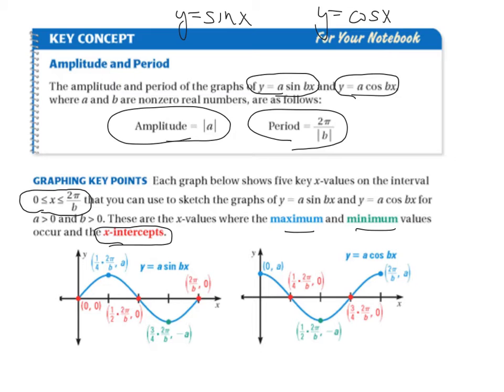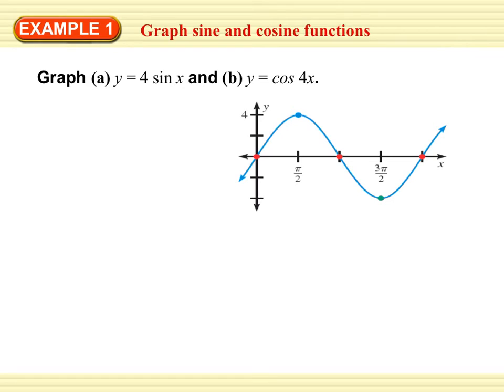Okay, 5 key points: beginning, end, middle, and quarter, quarter. 1, 2, 3, 4, 5. Beginning, end, middle, and a quarter of the way, and 3/4 of the way. I kept the graph that the book threw in here, but we need to work through all the points. All right?